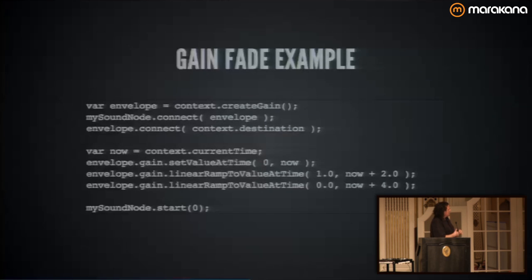So this example here basically just fades in a sound and then fades it back out. Or fades in a gain node, I should say. Whatever you've connected to it, it will fade that in and then fade it back out. So it starts by setting it to 0, and then at 2 seconds in the future, it's setting it to 1, so full gain. And then 2 seconds further in the future, it's setting it back down to 0. So it fades it in over 2 seconds and then fades it out. So pretty easy to set up.